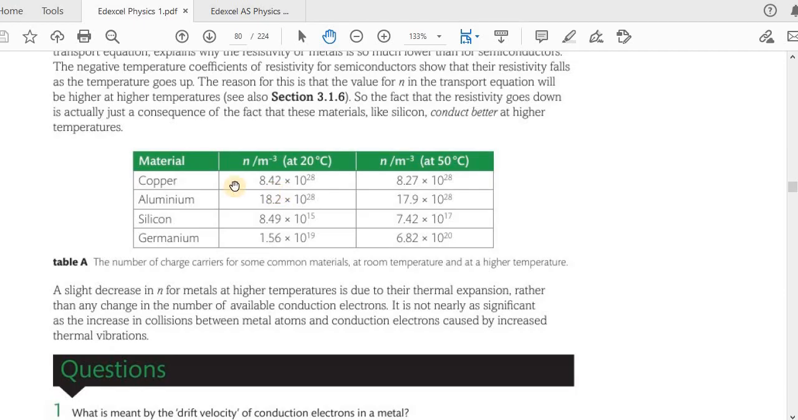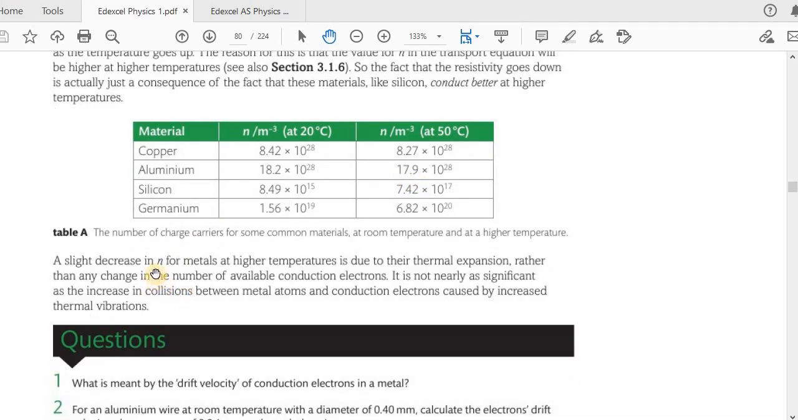Now the number of charge carriers per cubic meter, if you look at silicon and germanium, which are semiconductors, the value you can see here, 10 to the power 15 to 10 to the power 17, it increased. Here also 10 to the power 19 becomes 10 to the power 20. So both of these increased with increasing temperature. But here you can see this, it became a little bit less for copper and aluminum, which are metals, right?